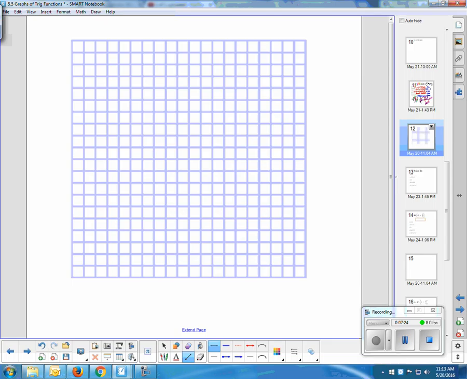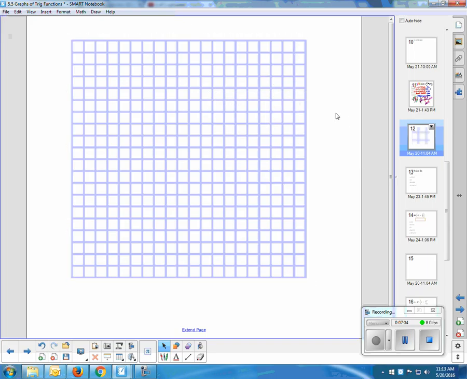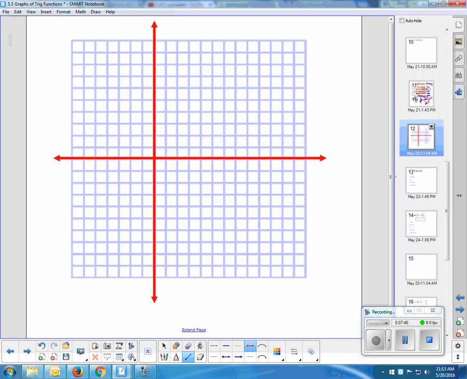And you can do the same. You might need to pause the video. It might take you a moment longer to draw yours than mine. I think I'm going to lock this in place so it doesn't slide around on me. All right, so we're going to go from negative pi to 3 pi.